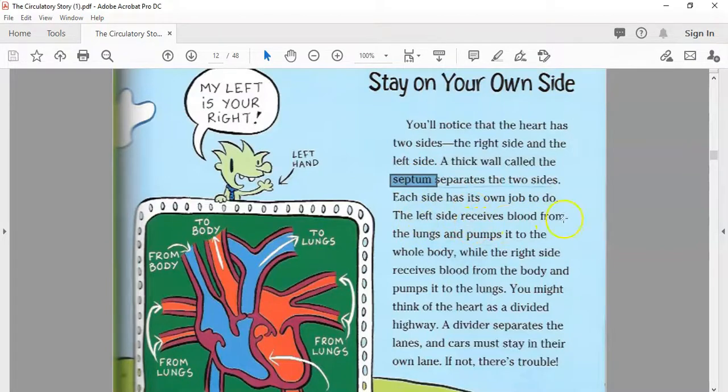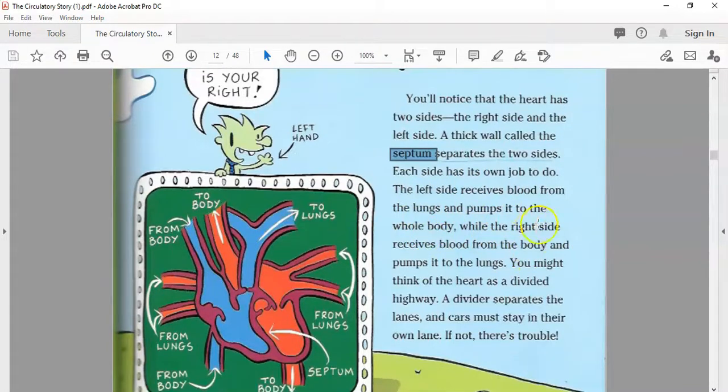The left side receives blood from the lungs and pumps it to the whole body, while the right side receives blood from the body and pumps it to the lungs. So each side has what, boys and girls? Each side has a job.